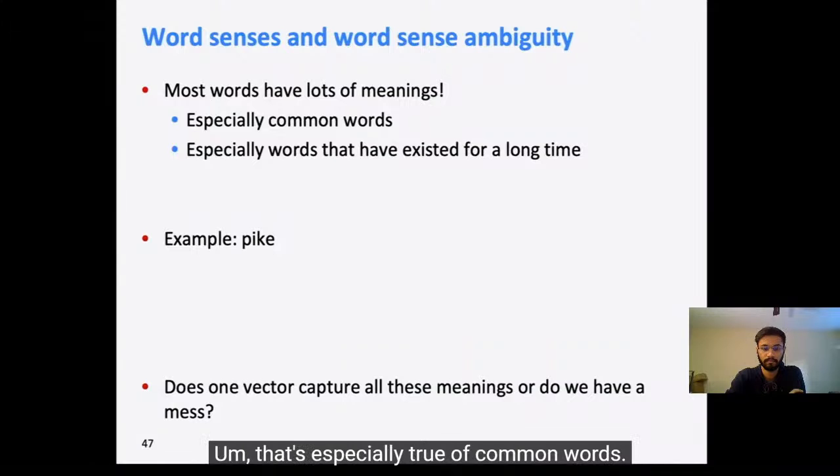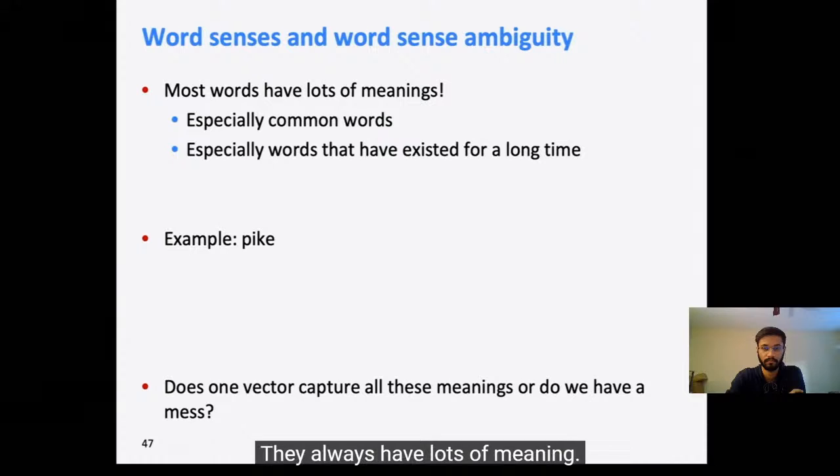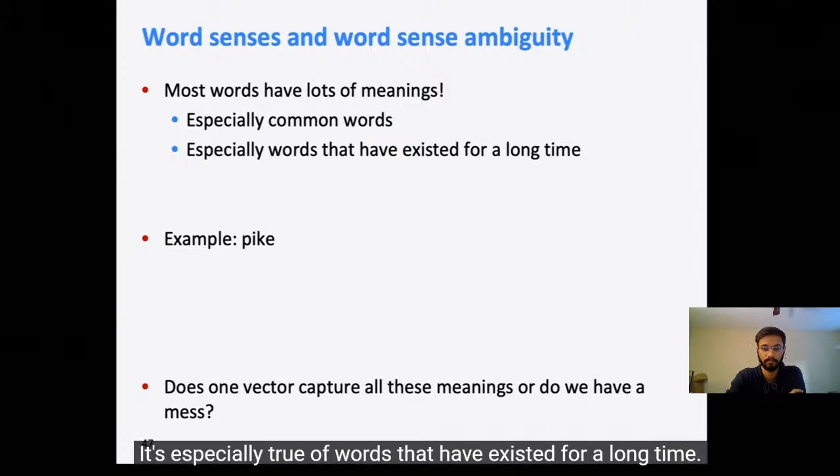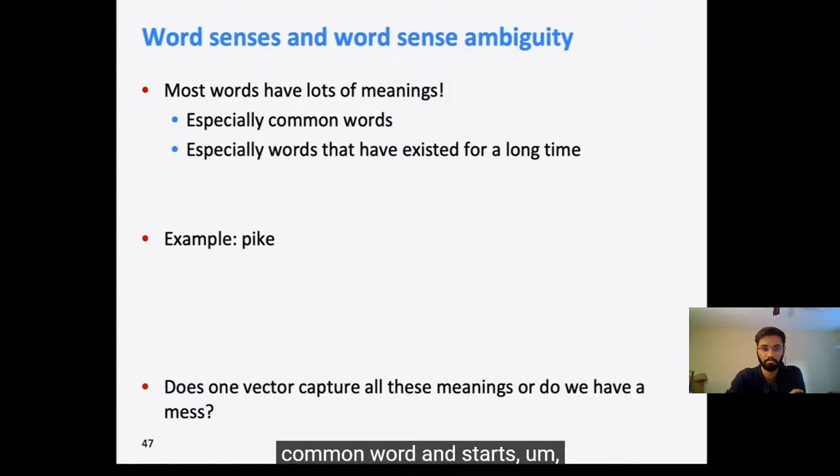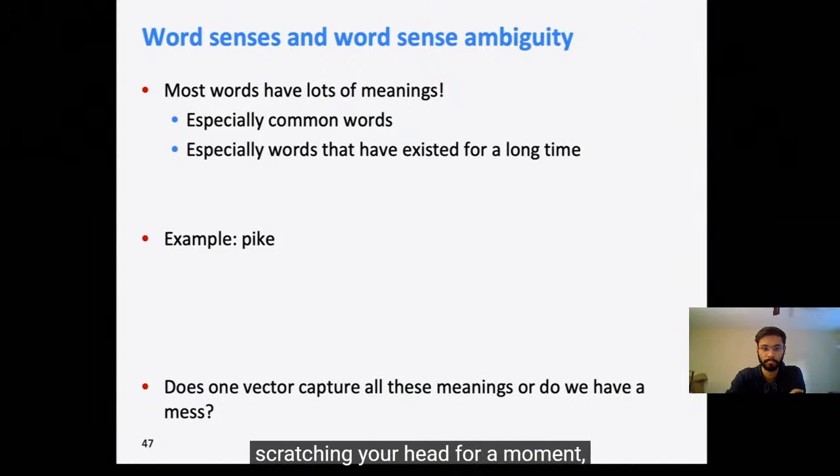That's especially true of common words. They always have lots of meaning. It's especially true of words that have existed for a long time. It's not true of new, very technical words. You know, carcinoma, I think that only has one meaning. But if you think of any relatively common word and start scratching your head for a moment, you'll find it has lots of meanings.